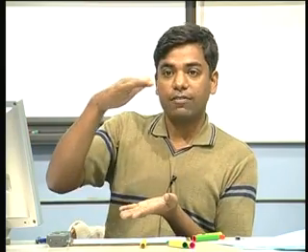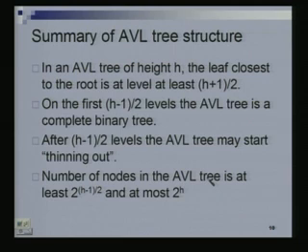But the fact that it is very dense for the first h by 2 levels means that it has a lot of nodes. It is a complete binary tree, so it has 2 to the h by 2 nodes straight away. That means that the height cannot be too large. If I had n nodes, the height cannot be more than 2 log n. So once again, if the number of nodes in the AVL tree is n, then from this fact, since it is a complete binary tree on (h minus 1) by 2 levels, it has at least 2 to the (h minus 1) by 2 nodes and at most 2 to the h nodes, because h is the height of the tree.